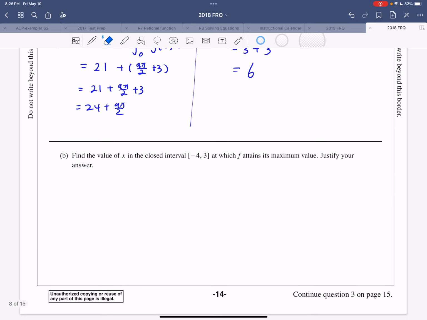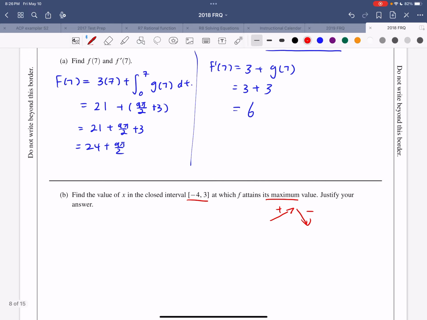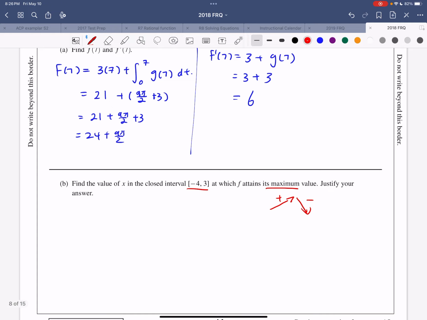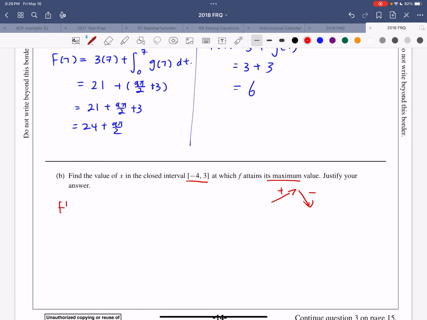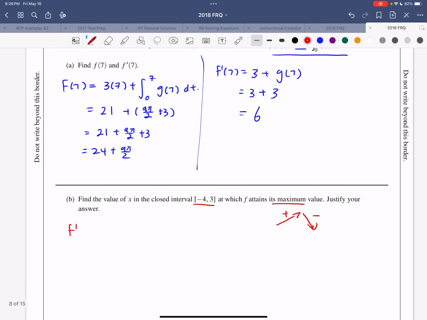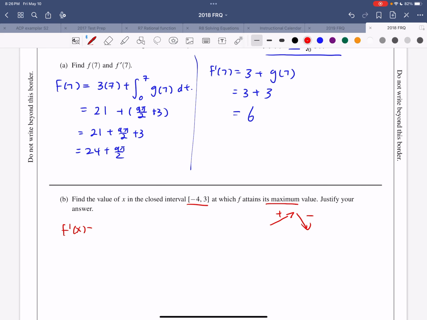Right, let's look at part B. The question is asking to find the value of x in the closed interval from -4 to 3 at which f attains its maximum value. So you're trying to find the maximum value. Maximum means going up, then going down, positive to negative, right? When does that happen? Increasing and decreasing is determined by the first derivative. So let's do this. f prime of x is equal to 3 plus g of x.